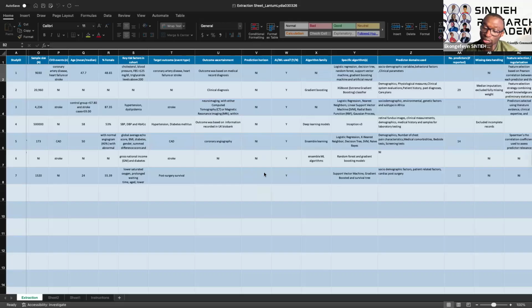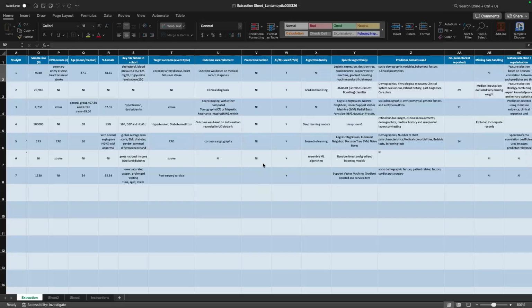So it's to see the models, right? How precise was it? How was the accuracy of the prediction appreciated by the researchers? So that's what I meant by prediction horizon.